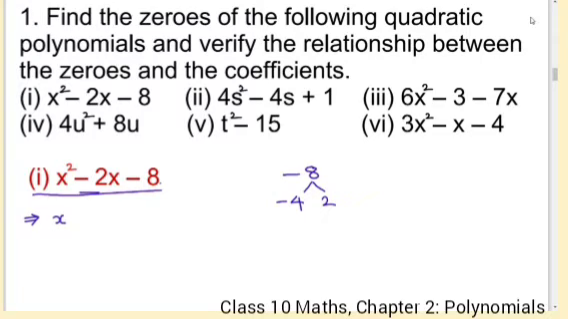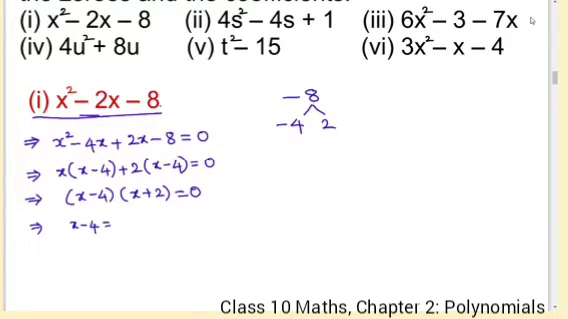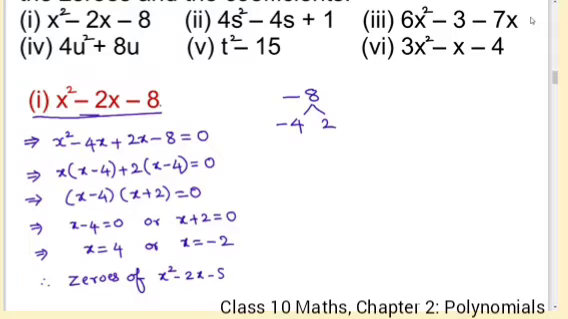Now simplify this term. x square minus 4x plus 2x minus 8 is equal to 0. Here take x as common. Remaining term x minus 4 plus 2, x minus 4 is equal to 0. Now x minus 4 into x plus 2 is equal to 0. Or you can write x minus 4 is equal to 0 or x plus 2 is equal to 0. Here x is equal to 4 or x is equal to minus 2. Therefore zeros of x square minus 2x minus 8 are minus 2 and 4.